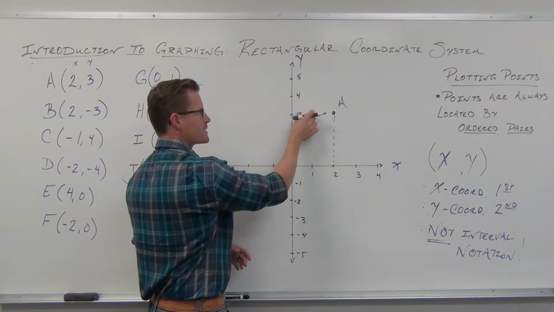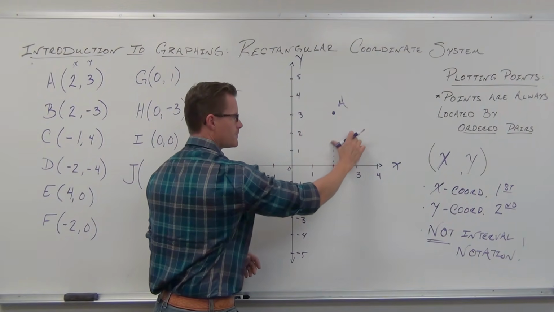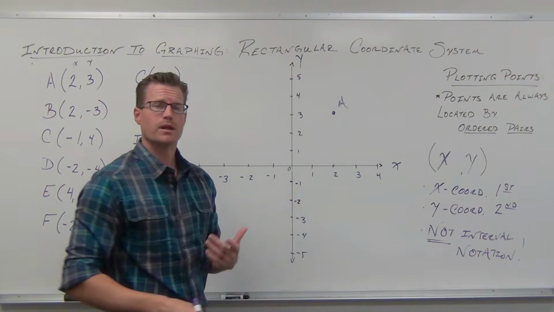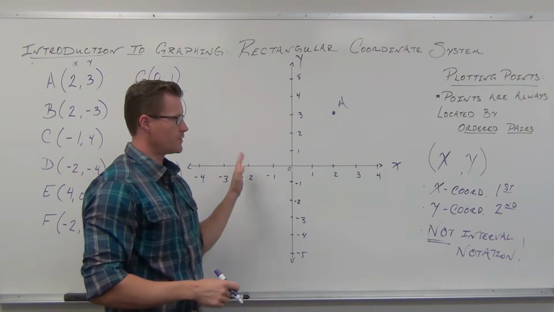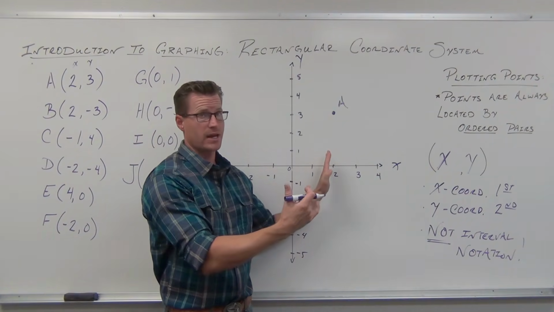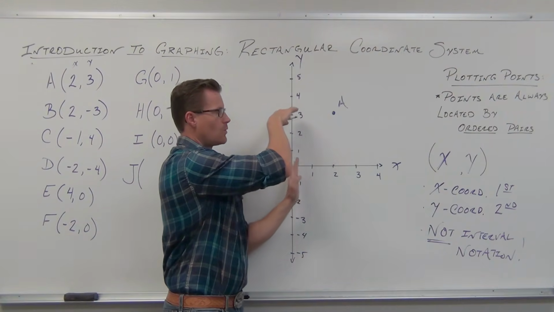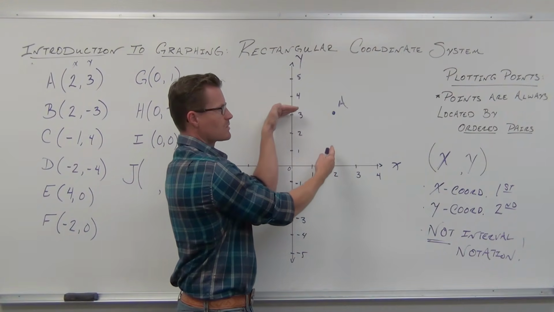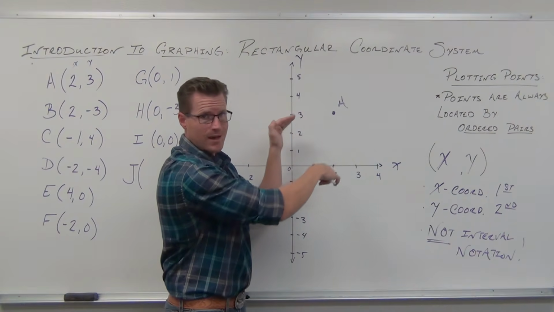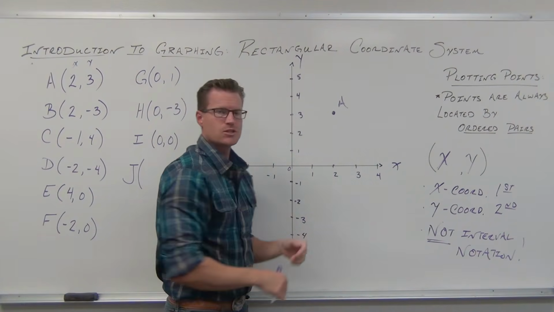Looks about right. I'm going to erase this so it doesn't get confusing. That's where our point A would be. It's at the coordinates of 2 along the x, combined with, related to, 3 along the y. Where those ideas come together rectangularly, notice how we made a rectangle out of that? Interesting, right? That's your point A.